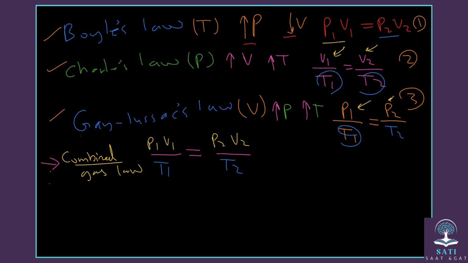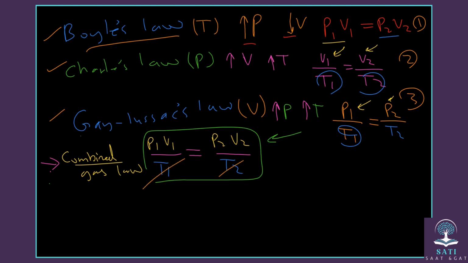And from the combined gas law, look at this one now. If you memorize this one, that means you are memorizing the previous three. How? If I go to the first one, Boyle's law, the temperature is constant. When the temperature is constant, cancel it from here. What will be left? P1, V1 equals P2, V2. So what is left is exactly this one, you see?